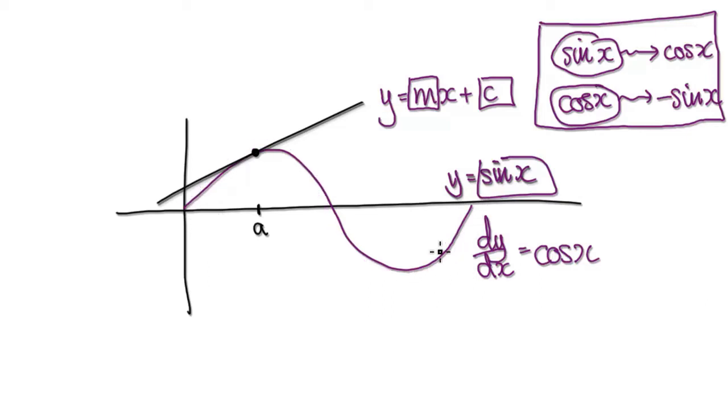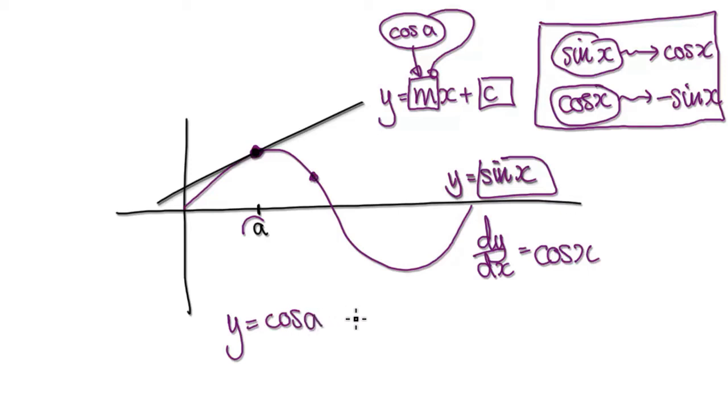But we want to know the gradient right at A. We want to know the gradient right here, because the gradient here would be different from the gradient at A. So what we do is we put this into the gradient formula. The gradient at this point here will be cos A. So we can put this now into the m, which gives us y equals m cos A, and then you've got your x.